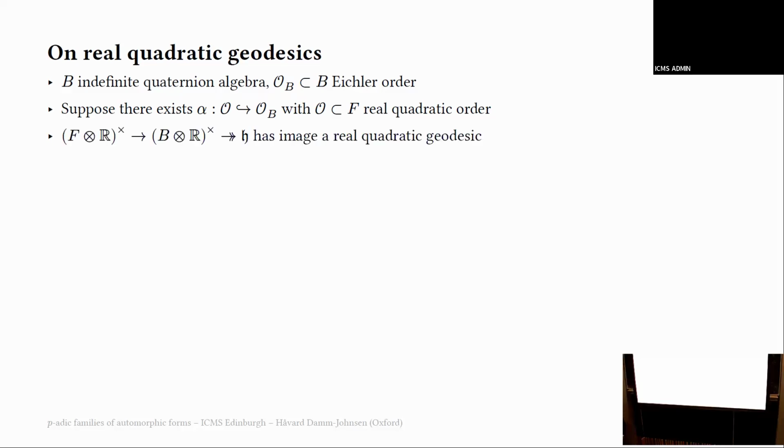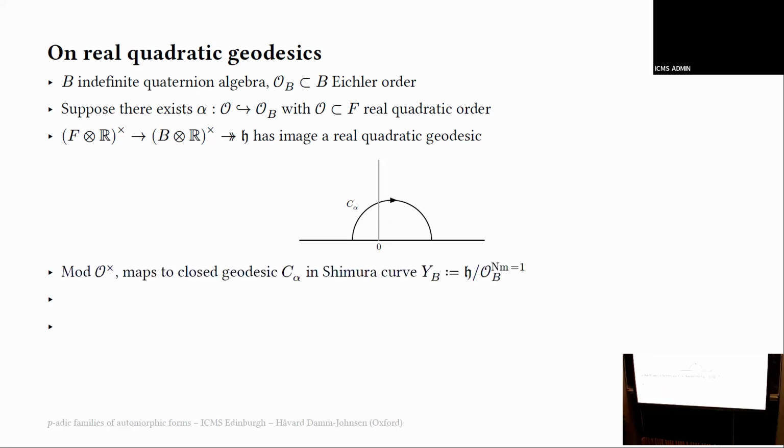Assume that one exists. Then we can look at the image of the units of F tensor R inside the symmetric space of the units of this quaternion algebra. And what does this look like? Well, if you do the computation, you simply get a geodesic inside the upper half plane. And it's characterized by the fact that its endpoints are real quadratic points, which correspond to this order, for some tau in the order. Okay. And we can also mod out by the action of the units to get, well, if you do it for the quaternion algebra, you get the Shimura curve. And if you do it for the order, you get a closed geodesic.